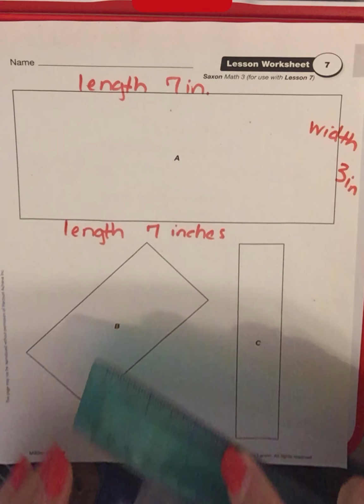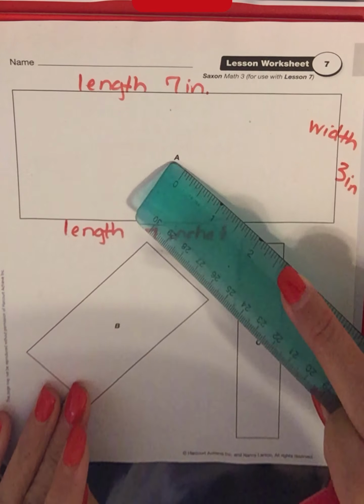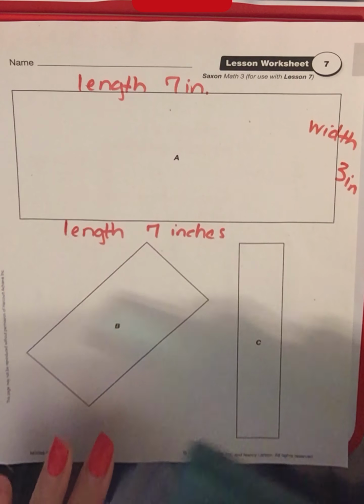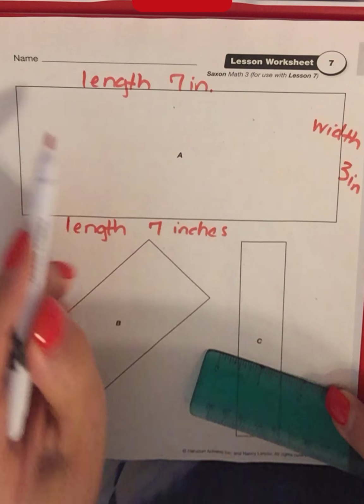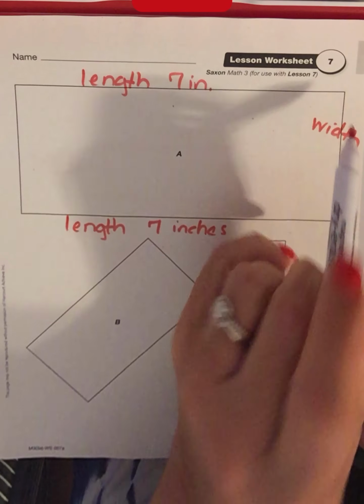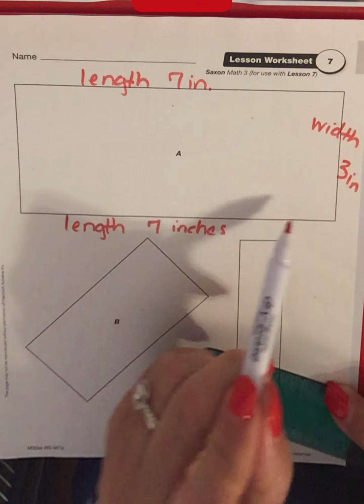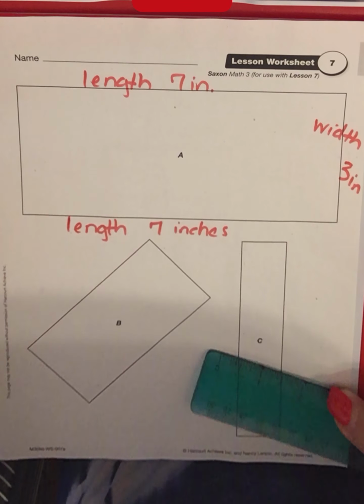And you're going to do it for B and C. So make sure you do A just like I did, and then you do B and C. So we're measuring the length, the longer side, and the width, and the length, and the width.